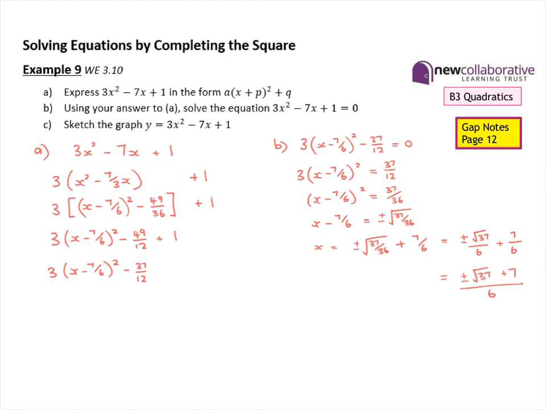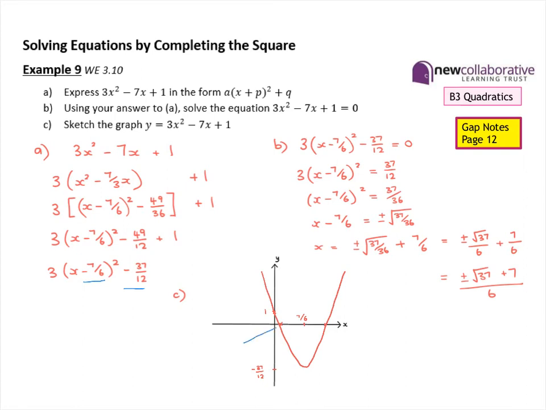And so for the final part, we can now produce a sketch of our graph. We can see from the completed square form of the equation that we've got a vertex at x equals 7 over 6 and y is negative 37 over 12. So those 2 points have been labelled on the sketch. From the original form of the equation, we can substitute x equals 0 and quite quickly see that the y-intercept is 1. So again, that's been labelled on.